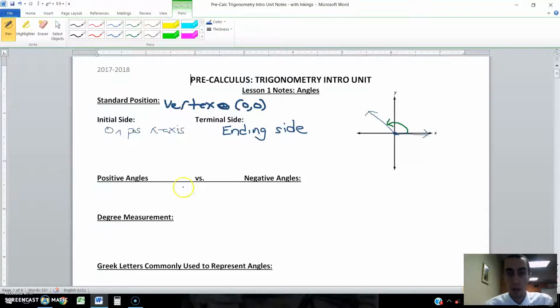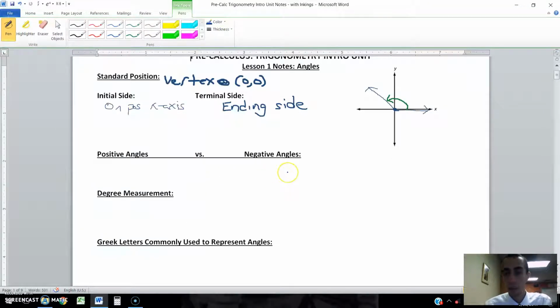Alright, so positive angles versus negative angles. A positive angle is an angle that opens in the counterclockwise direction. And the angle that we just drew up on that axis is a positive angle because it opens counterclockwise, as we can see from that green arrow. A negative angle is one which opens clockwise.